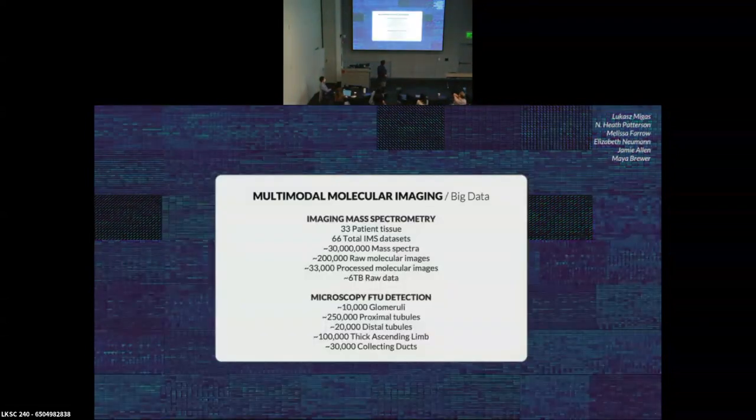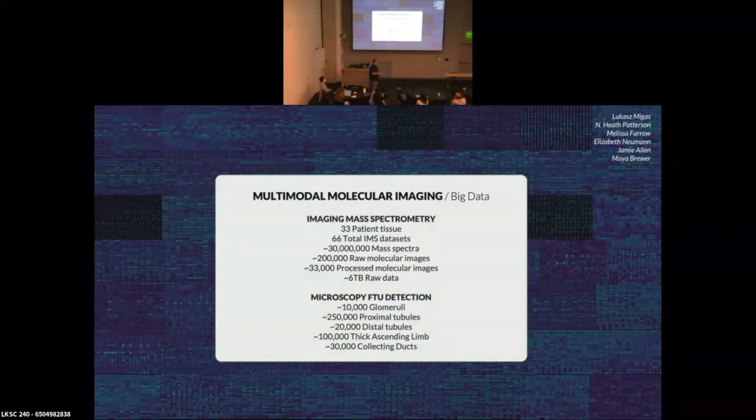So this is a mosaic of mosaics. Each of these squares in this image is imaging data from a different donor. And then within that square are all the little thumbnails of some of the molecular images, and it's only a portion of the data. So in this data set, we have 33 patient samples. We run it in both positive and negative modes, so we actually have double that in terms of the imaging mass spec data. And that leads to about 30 million mass spec experiments, and again, tens to hundreds of thousands of instances of functional tissue units.